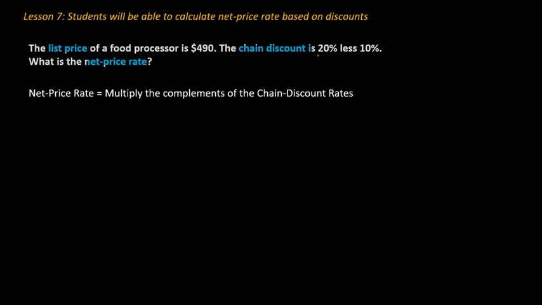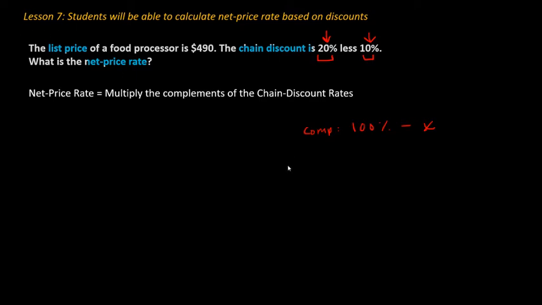So they've given us these two chain discount rates. Remember, complement is 100% minus whatever our number is, right? In other words, the complement of 20 is 80, the complement of 10 is 90, the complement of 50 is 50, the complement of 25 is 75, etc. So the directions here are to multiply the complements.